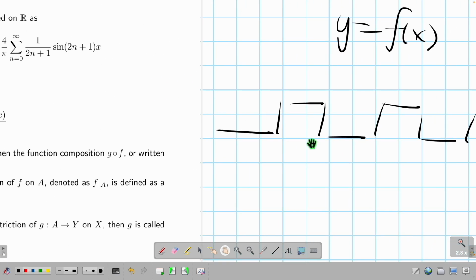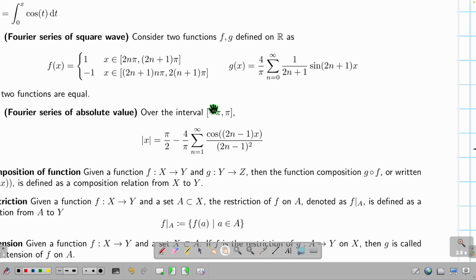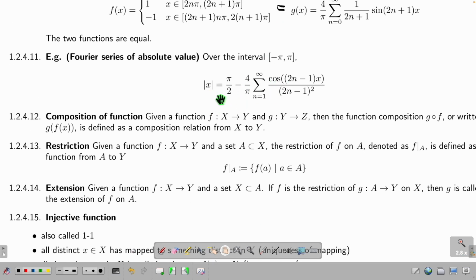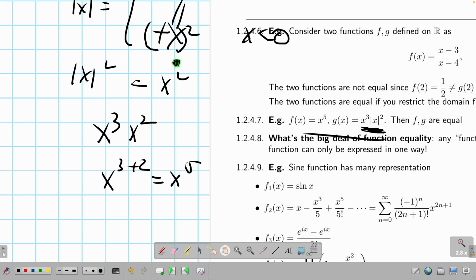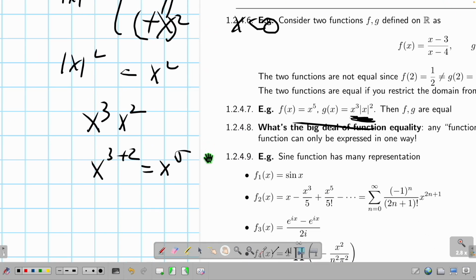So basically, I have a 2 pi period, and then 2 pi period, and then 2 pi period, and 2 pi period. Now this is a function. This is also a function. These two functions, I can tell you they are the same thing. And again, absolute value has two forms. This is absolute value. This is also absolute value. Absolute value is just a split function, the easiest split function.